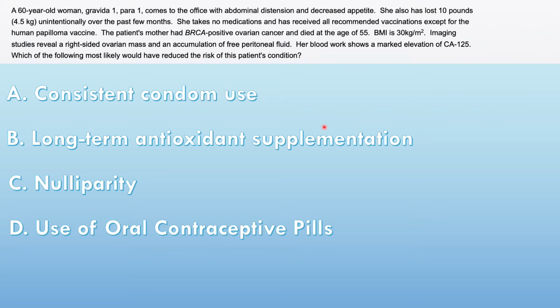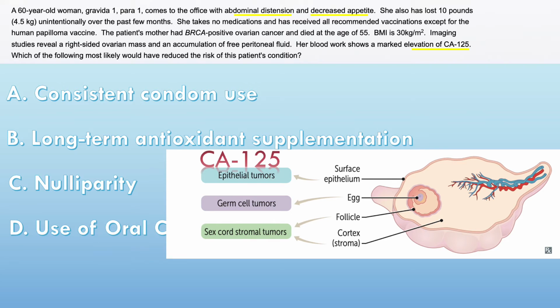So the question is asking which of the following most likely would have reduced the risk of this patient's condition. Now, obviously, she has a lot of risk factors we've just seen, like BRCA positive, and she's old, I guess. Para 1, she only has one child. It's still not enough, I guess. I think this is probably a risk factor.